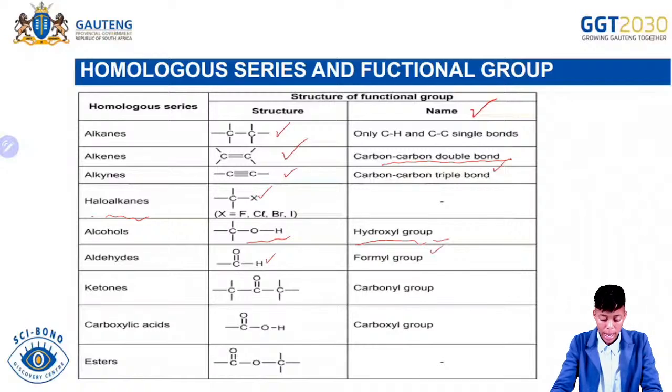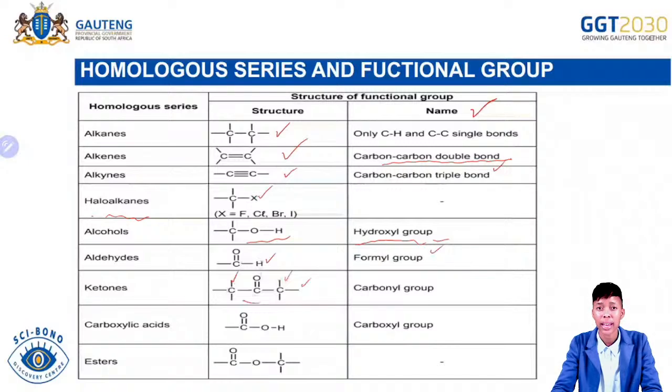Then next we have ketones. So ketones, what do they have? How do you identify them? They have a C double bond O, but that C double bond O is in between what? It is in between two carbons. As you can see here, we have a carbon on the left, a carbon on the right, and then in the center we have what? We have a C double bond O, and the name of the functional group is therefore called a carbonyl group.